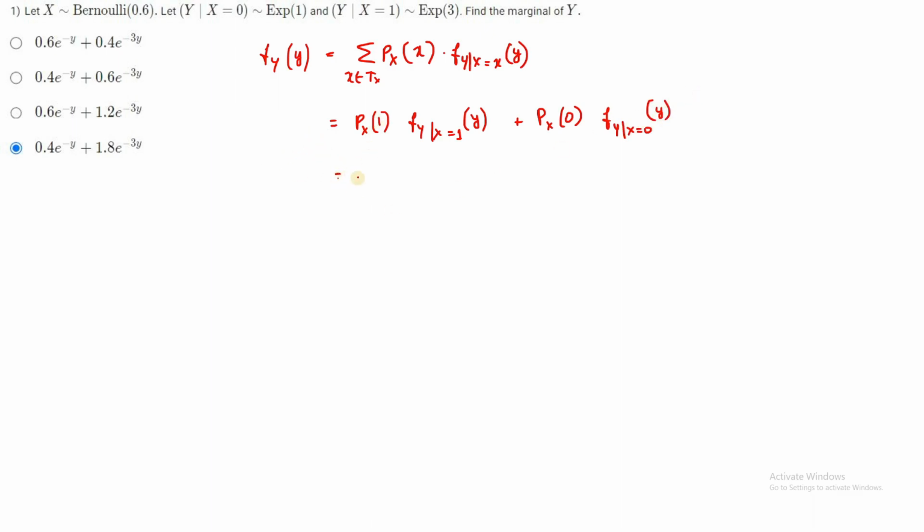So what is the answer here? The probability of success is 0.6 into, what is this function? That is nothing but exponential of 3, that is 3e^(-3y), plus probability of failure is 0.4 into exponential 1, that is e^(-y). So this is nothing but 1.8e^(-3y) plus 0.4e^(-y), which is the last option.